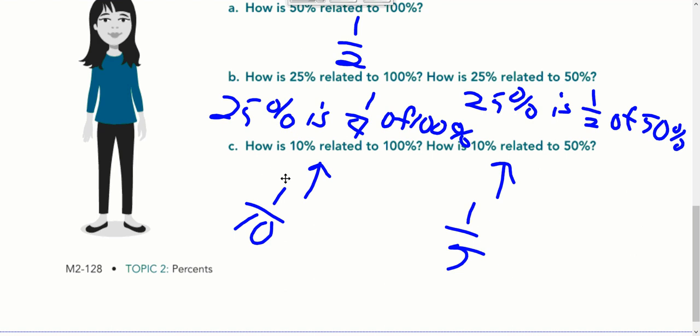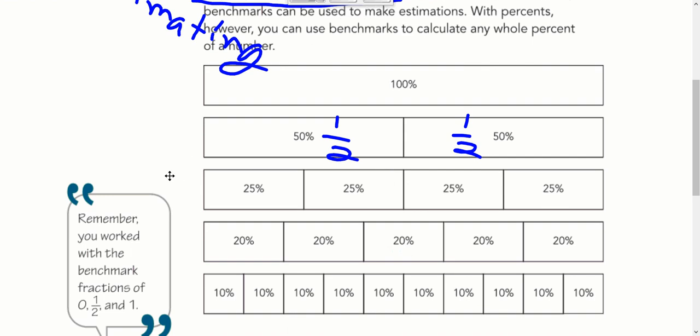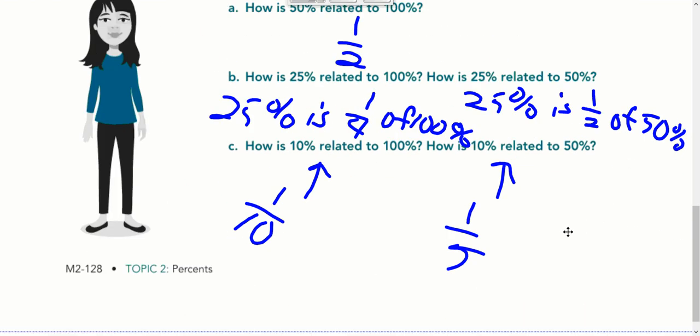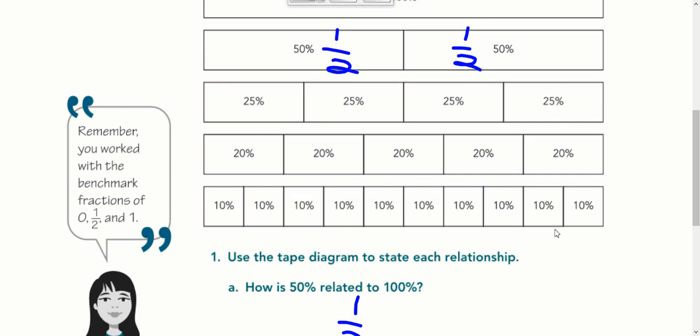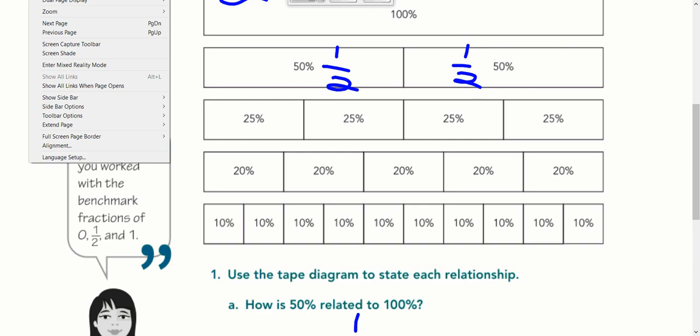And then how is 10% related to 100%? Great question, Benjamin. 10% is related to 100% because 10% is 1/10 of 100, which is right here. And if you scroll down again, there is how is 10% related to 50%? Well, it is 1/5 because it takes five 10% to equal 50%. Now we are going to move on.